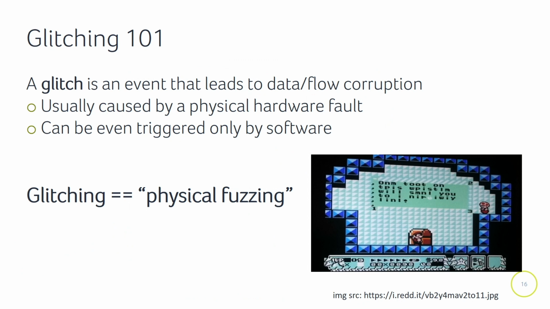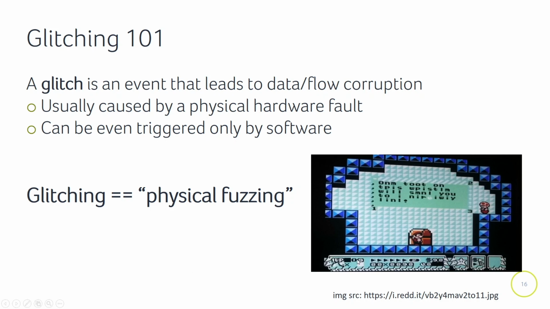So, what is a glitch? A glitch is an event that will lead to this data or flow corruption. The effects of a glitch are basically unknown, and usually these glitches are caused by a physical hardware fault. Nowadays, there are some sophisticated attacks in which you can trigger these glitches only by software means in the hardware. If I think of glitching, I have to define it. For me, glitching is some sort of physical fuzzing. This technique of trying some physical signals and see if you can corrupt the software.